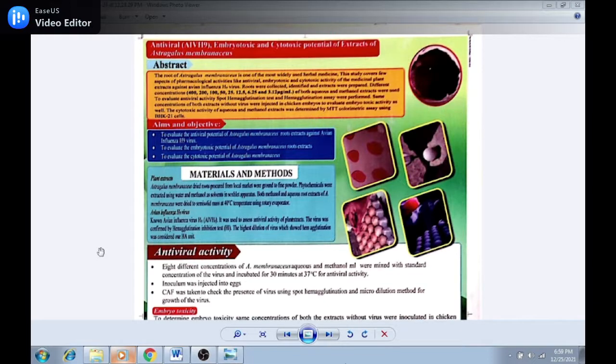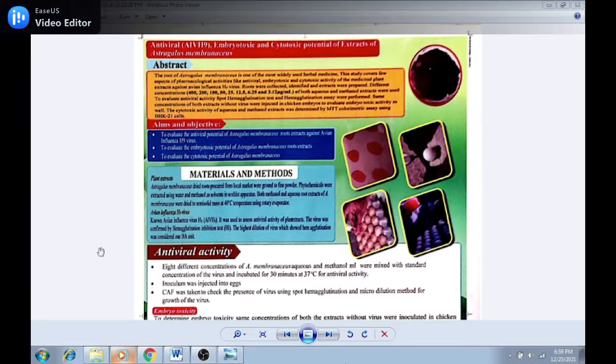For the antiviral activity, I took the plant and made its different extracts, aqueous and methanolic extracts, and prepared its doses. The doses range from 400 microgram per ml, 200 microgram per ml, 100 microgram, and down to 3.12 microgram per ml. After preparing the doses, I checked its antiviral activity.